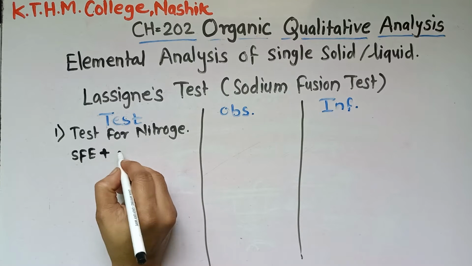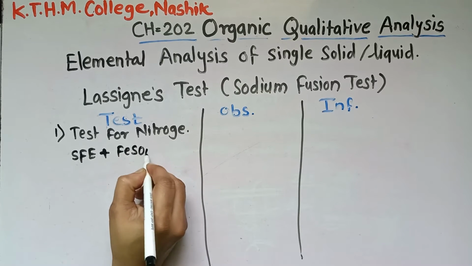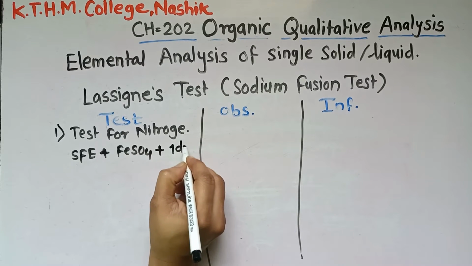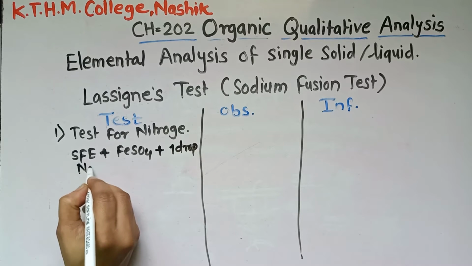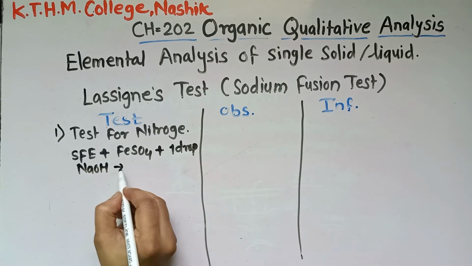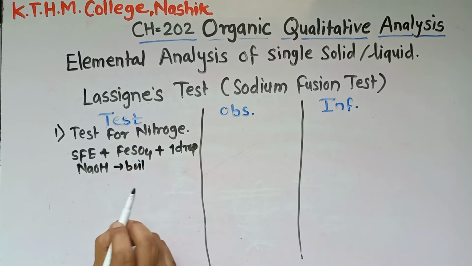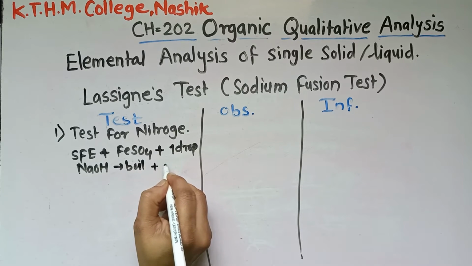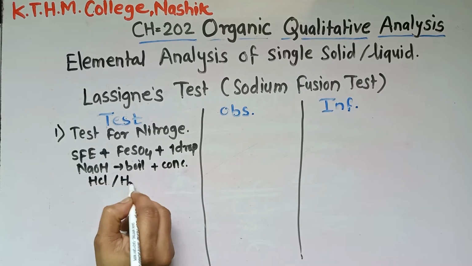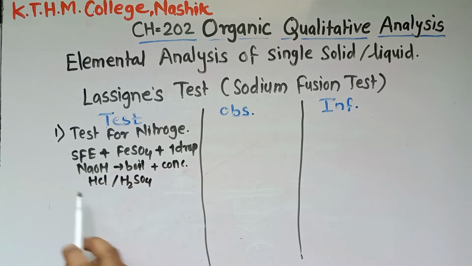We add a few crystals of FeSO4 and 1 drop of NaOH in the test tube, and boil this solution. Boil it well and cool it under running tap water, and add concentrated HCl or H2SO4. Once we add all these things, we do this test part.